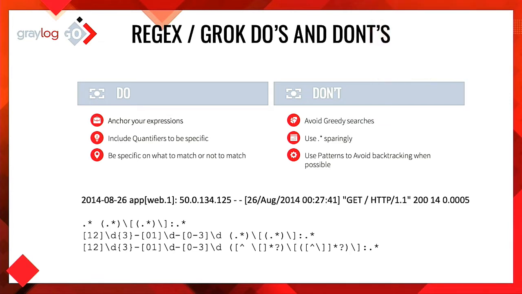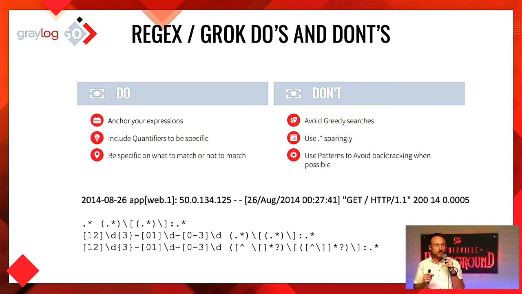So let's go into a little bit more of what to do and what not to do in regex and Grok. Again, anchor your expressions. That's the caret at the beginning and the $ sign at the end of that message. You also want to include quantifiers. If you know how many you should be looking for, include that. If it's always going to be a digit and you're going to have 3 of those, include that too. Let's not just let it expand exponentially. And then be specific on what to match or what not to match. The more specific you are, the better the regex engine matches, and the faster it will be.